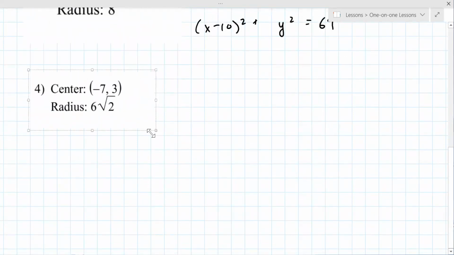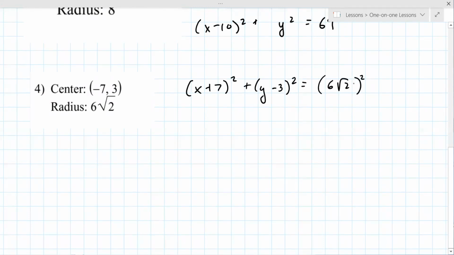Okay, same thing here. Becomes (x plus 7) squared, minus a minus 7, plus (y minus 3) squared equals 6 square root 2 squared. So when you're squaring this thing on the right, you square the 6 and you square the square root of 2, which is 2. So this becomes 72, and then you just bring that stuff down with you.